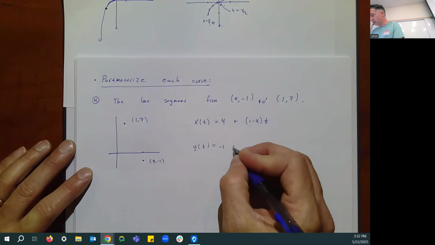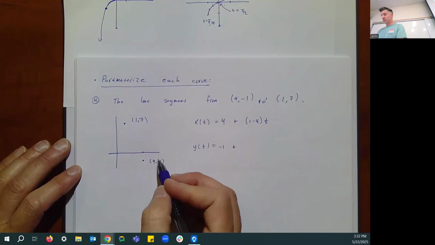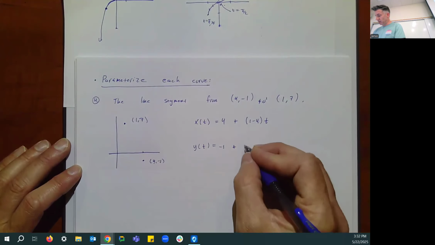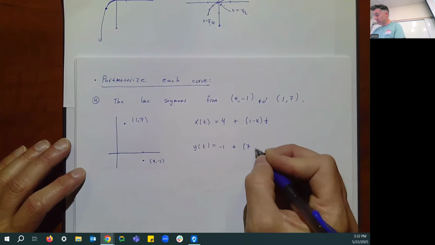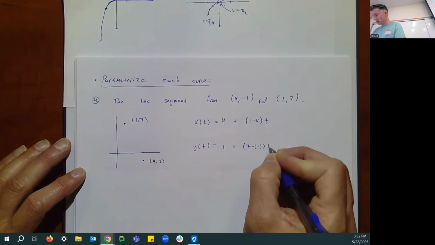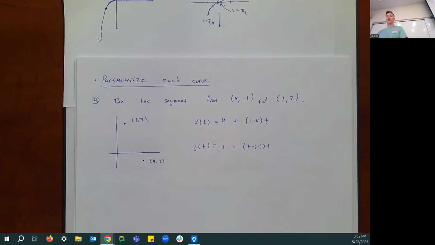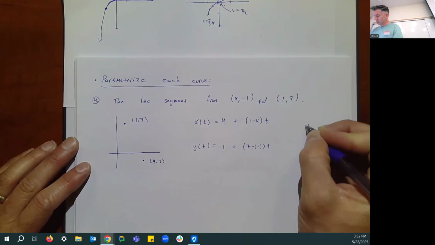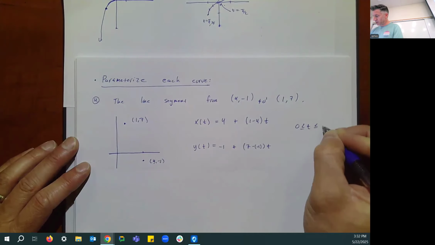Similarly for y, it is going to increase by 8. I know I said 8, but I'm writing 7 minus negative 1 times t. And then you make the smart choice of saying t gets to go from 0 to 1.